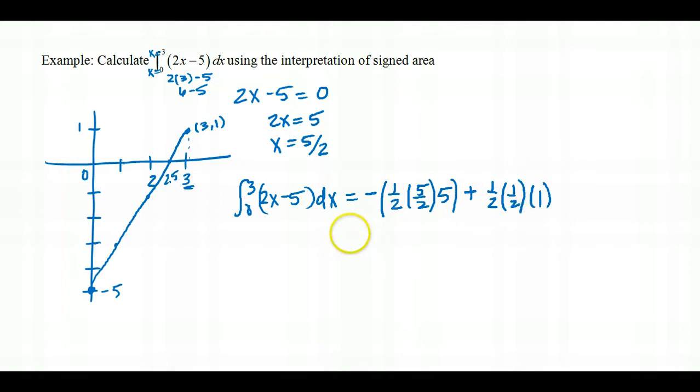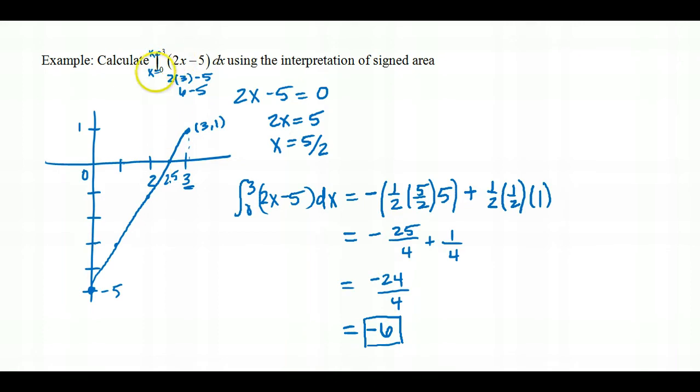And now it's a matter of adding it together. So here I'm going to have negative 25 over 4 plus 1 over 4. So I already have common denominators. I can add across the numerator. So I get negative 24 over 4, which is nice. This works out to negative 6. And we said automatically that we knew that our answer was going to be negative because there's more area below the x-axis than there was above the x-axis. So negative 6 seems like a pretty plausible answer for the signed area between 0 and 3 of 2x minus 5.